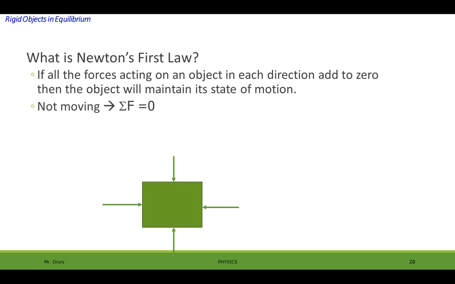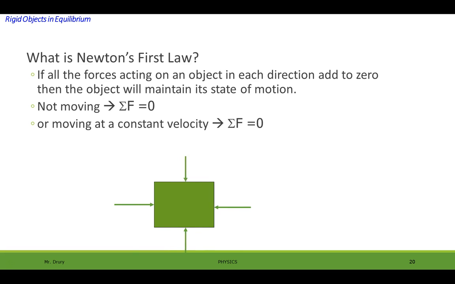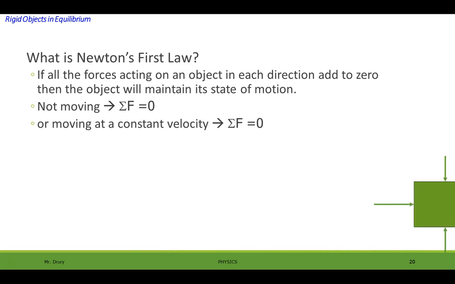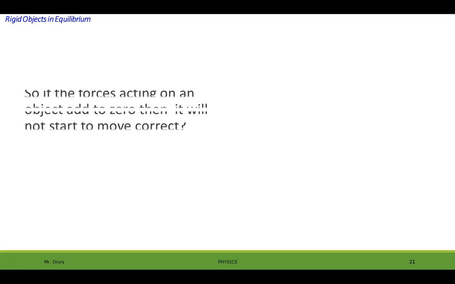If it's not moving, then the sum of the forces is equal to zero. It's going to stay not moving. Or if it's moving at a constant velocity, the sum of the forces would still be equal to zero, for example, if it's moving at a constant velocity and not accelerating. So if the forces acting on an object add to zero, then it will not start to move. Is that correct? The answer is wrong.